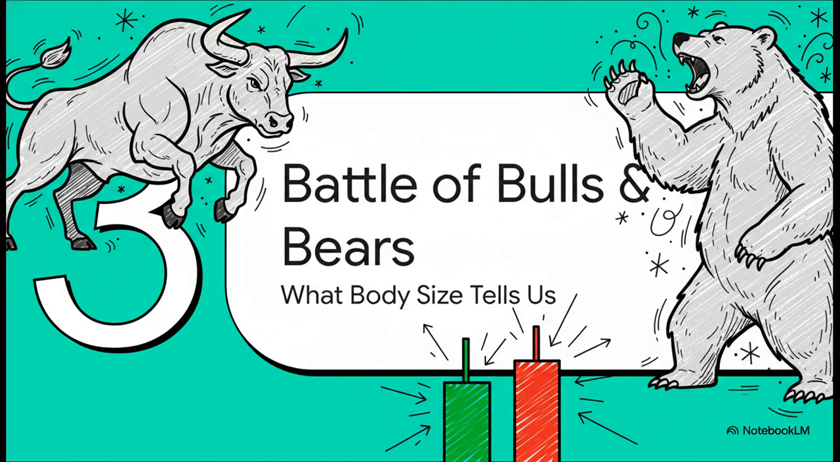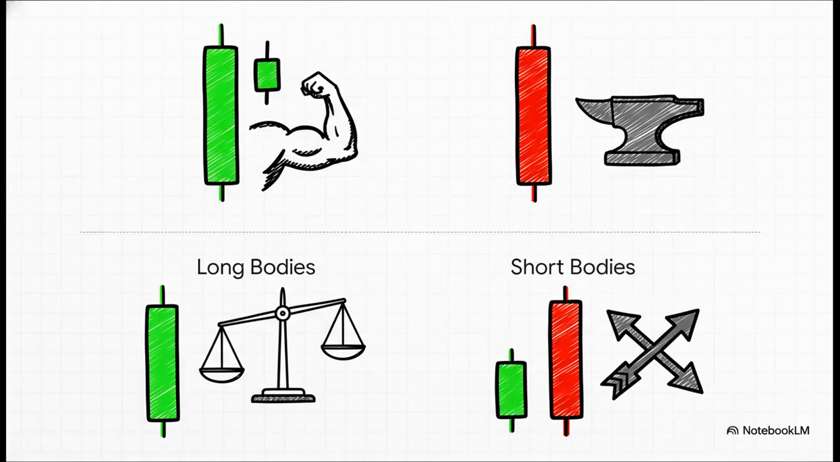But look, knowing who won is really just the beginning. The real insight, the juicy stuff, comes from understanding how they won. And the size of that candlestick's body, it's a huge clue that tells us about the conviction and the momentum behind the move. Just look at the difference here. A long, solid body, doesn't matter if it's green or red, that signals a knockout punch. One side was clearly, decisively in control. But a short little stubby body, that tells a totally different story. It's a tense standoff, a moment of indecision where neither the bulls nor the bears could really gain the upper hand.